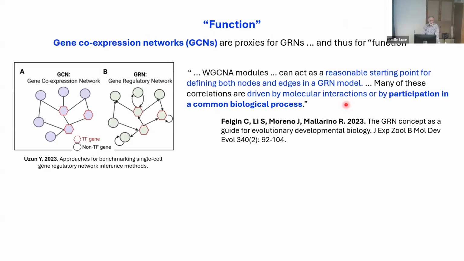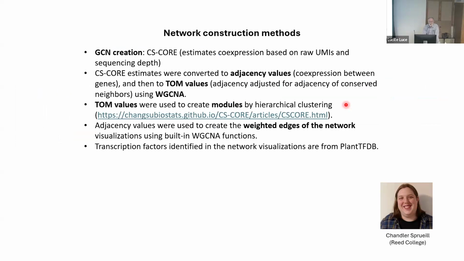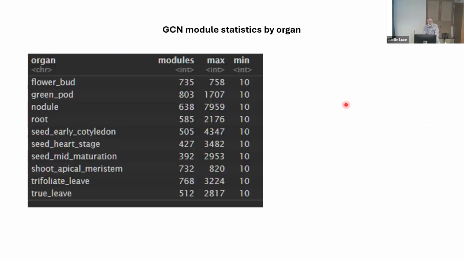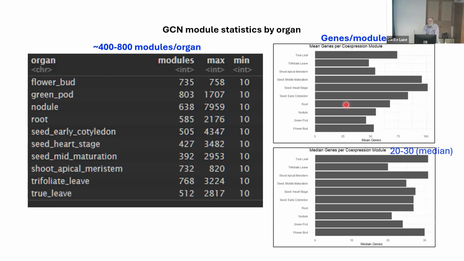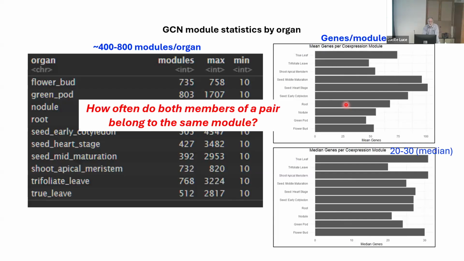All right, my last thing here is to talk about co-expression networks. This is function now. And gene regulatory networks are involved in function. I think everybody would agree with that. And gene co-expression networks are proxies for gene regulatory networks. That's the point that's being made here. Chandler, who's a postdoc with Jeremy Coate, looked at this, reconstructed GCNs for all these genes. Here's some data, 400 to 800 modules per organ, 40 to 100 genes on average per module. And the question here is, how often do both members of a pair belong to the same module, right?